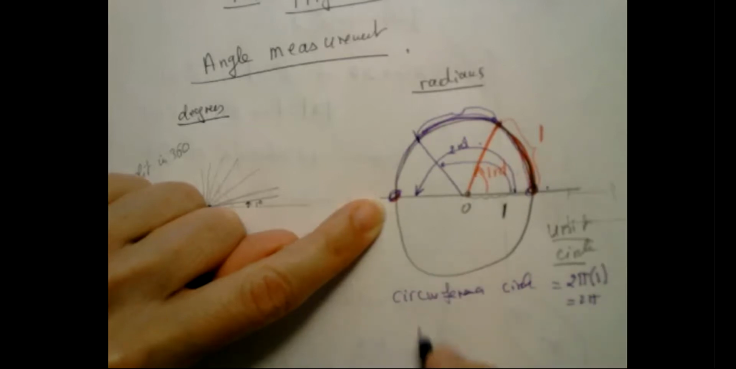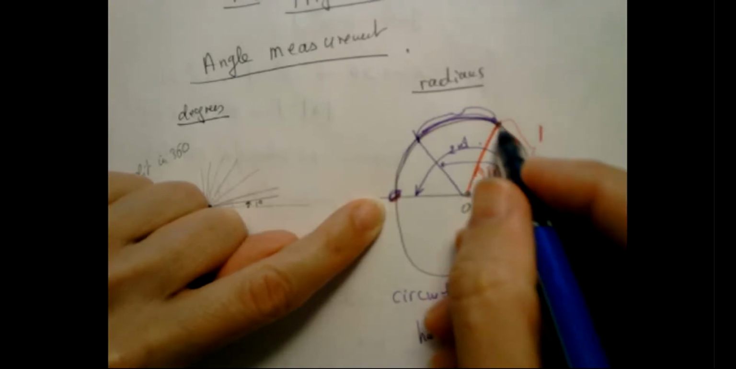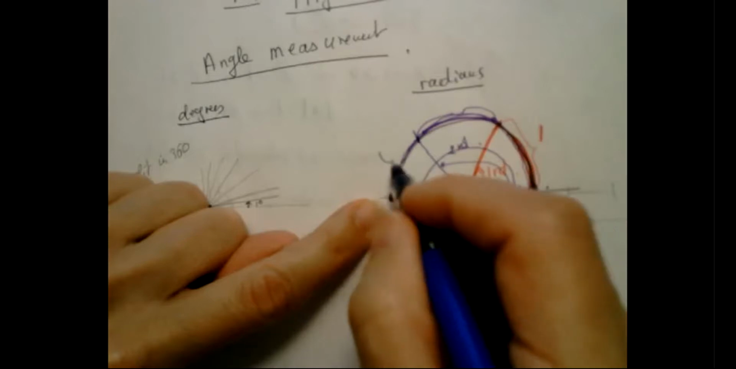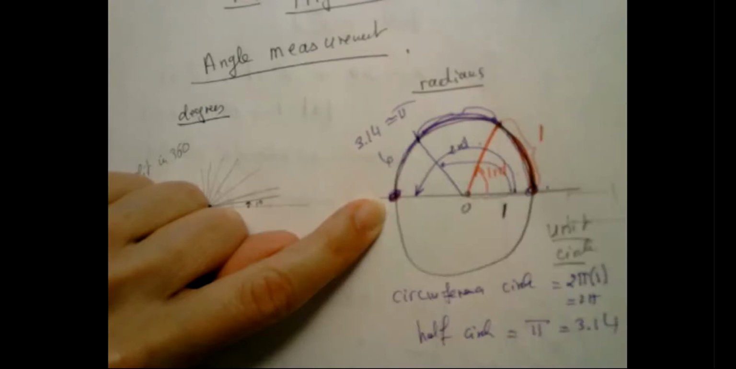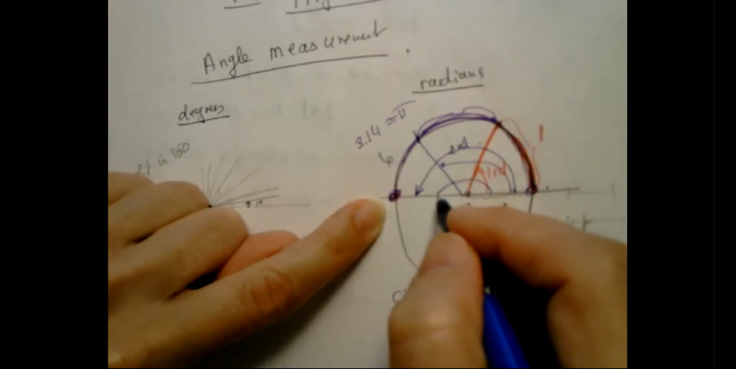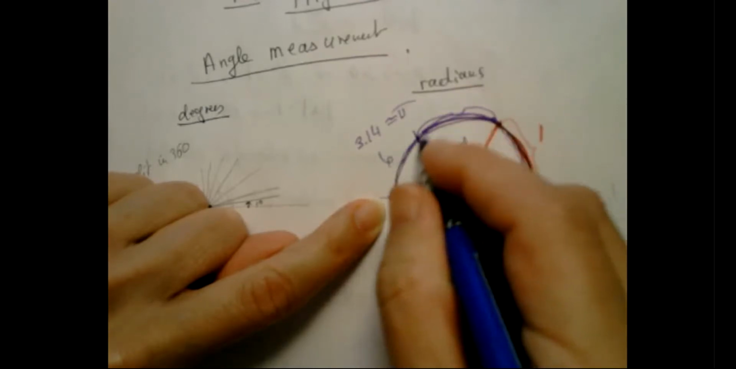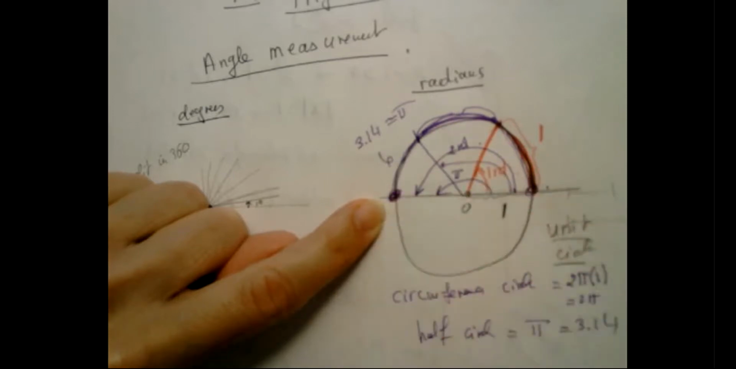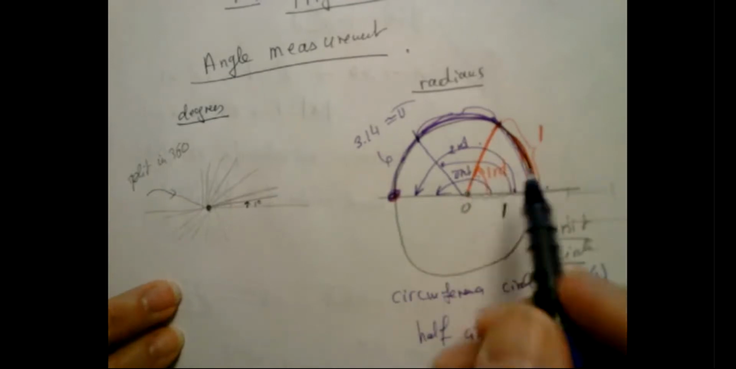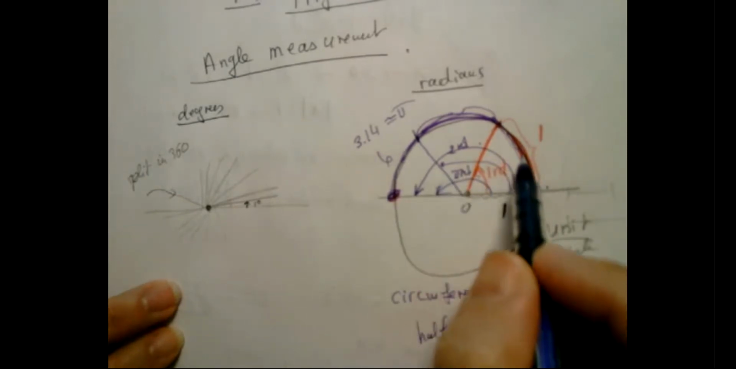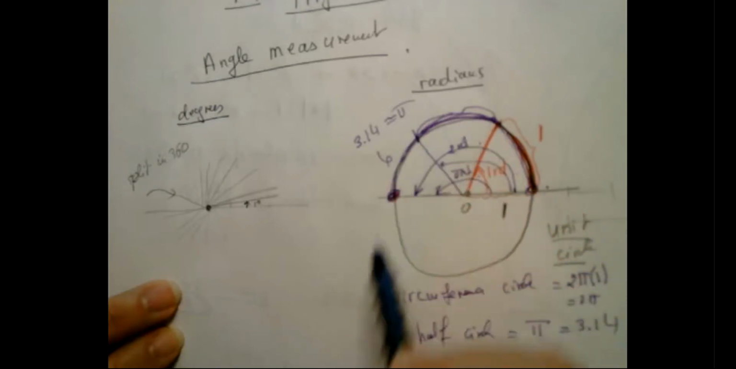Now I'm looking at half a circle. So half a circle is pi. Pi means 3.14. So the length from here to here, this length, is a little bit more, like 3.14. This is pi. So the angle at the center, which is exactly the length of this piece, is pi radian. Pi radian, this angle here, is nothing more than the length of this arc.